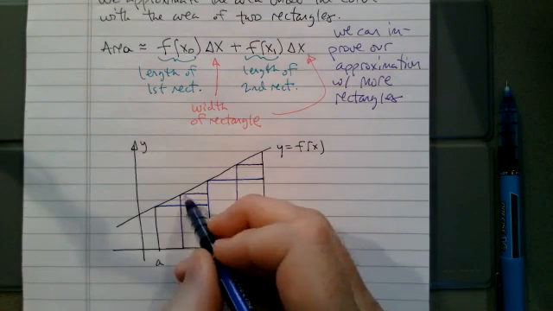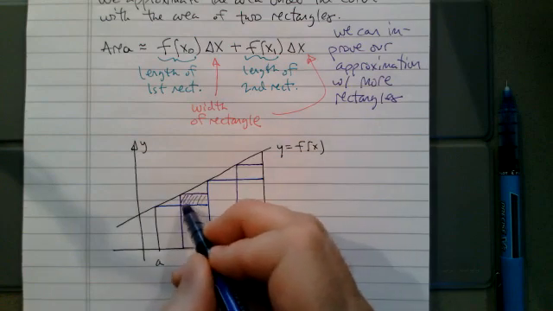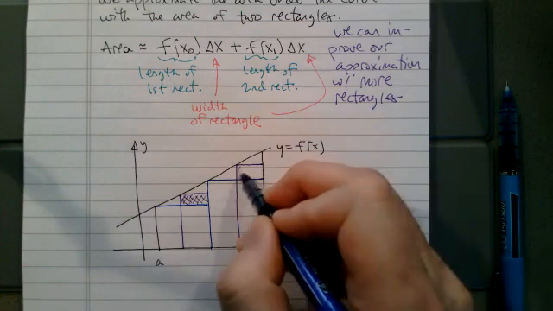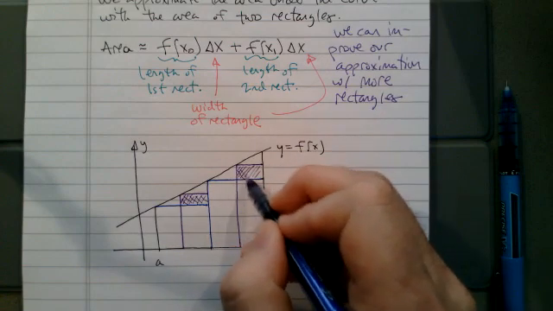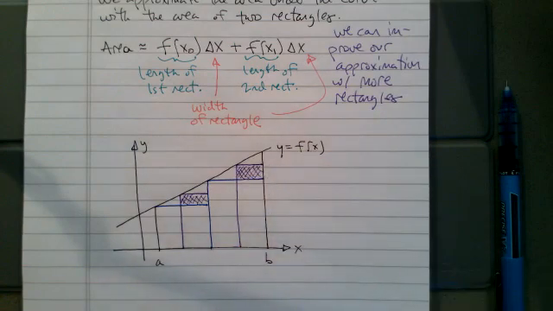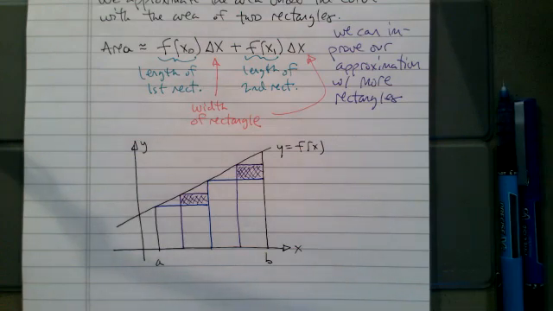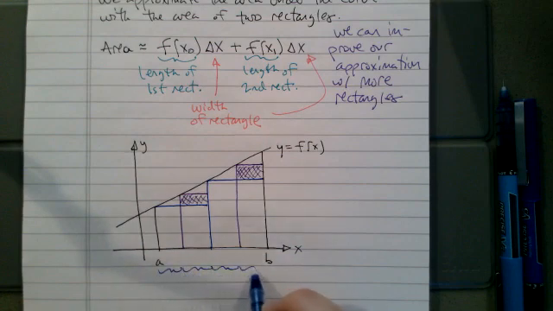So now we can see we're chipping away at the missing area. My delta x is now smaller, because now I have 4 rectangles.